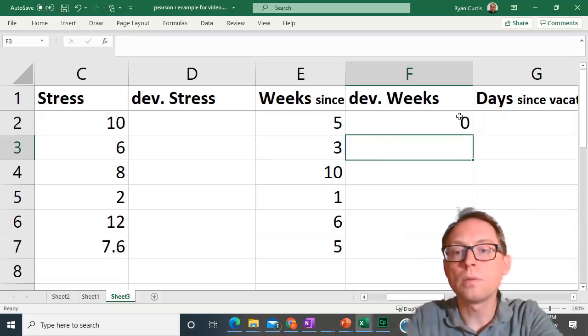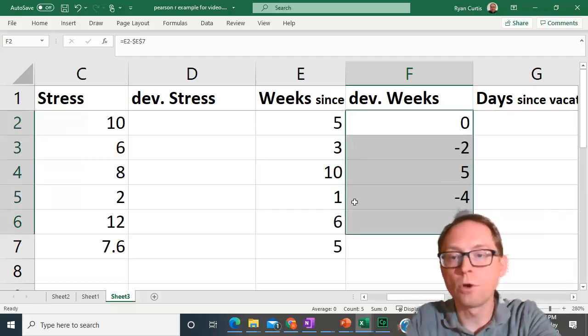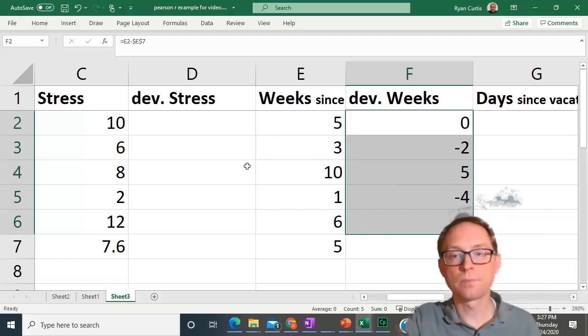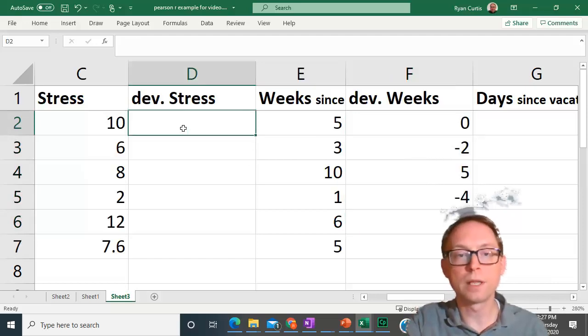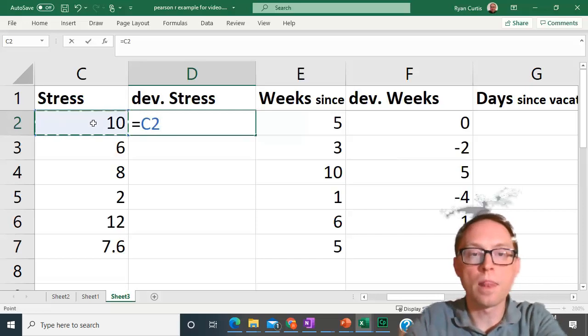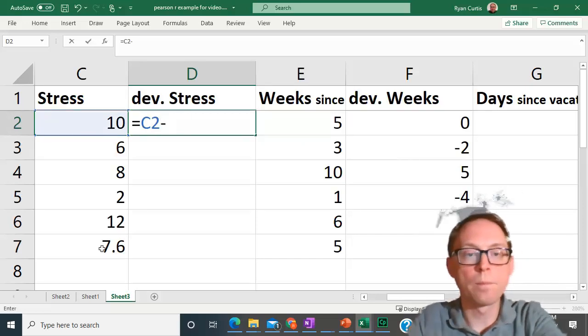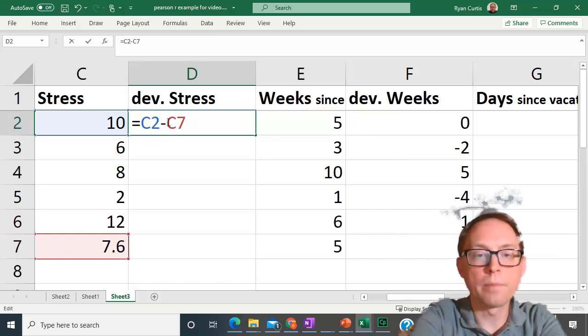So those are all the deviations. All right, those are all the deviations that we have for weeks. Now let's do the same thing for stress. It is minus the mean. And particularly, I'm going to keep that mean in the same place.